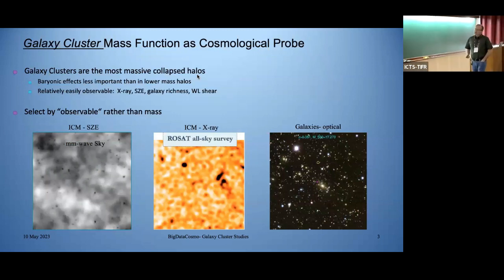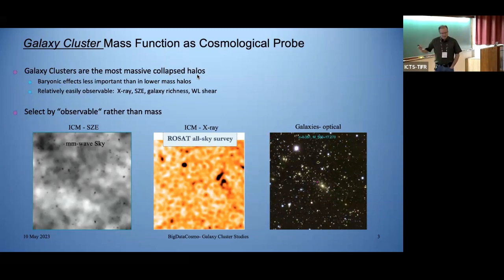Okay, however, we don't go out and measure mass functions. We measure galaxy cluster functions, observable functions. And we find these galaxy clusters using their observable rather than the mass. Even if we find them using weak lensing information, we're not directly selecting them by mass. Weak lensing is also an observable.